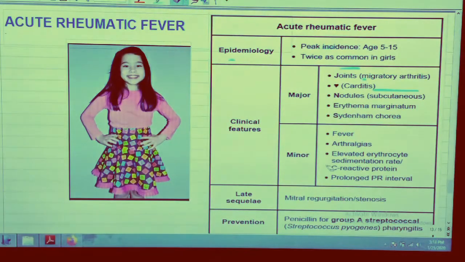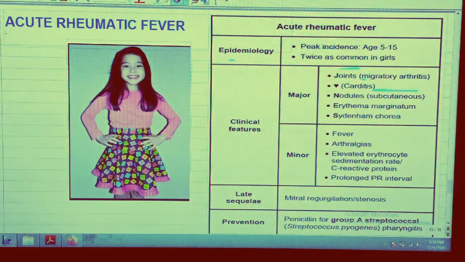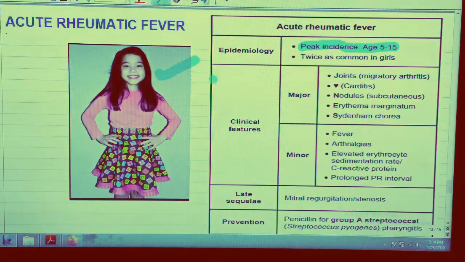Today we will discuss acute rheumatic fever: epidemiology, clinical features, diagnostic criteria, and management. Epidemiology of acute rheumatic fever: the peak incidence age is 5 to 15 years, and it is twice as common in girls.